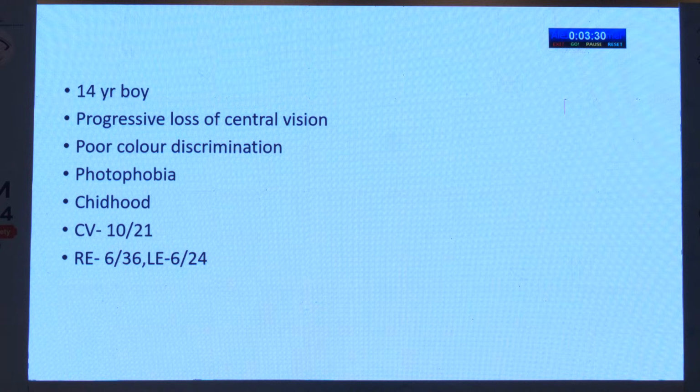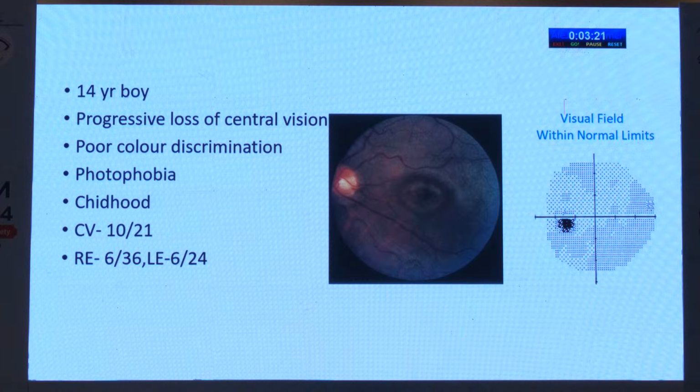From the history alone we can see that these are functions of the cones, so probably his cones are impaired more. This is the fundus photograph. Here you can see a speckled appearance, almost a kind of bullseye maculopathy over the central retina. His field is normal. So what could be the diagnosis? This history is from childhood, so probably he has a kind of dystrophic changes.